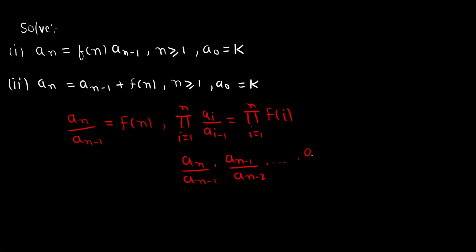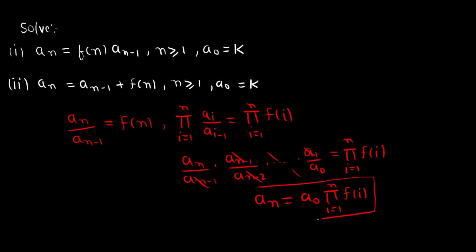And so a1 by a0 is equal to the product from i equal to 1 to n of f of i. Now you can see that the intermediate terms are getting cancelled. It will be cancelling till we reach a1, and we will be left with an is equal to a0 times the product from i equal to 1 to n of f of i. This is the closed form solution of an for this recurrence.